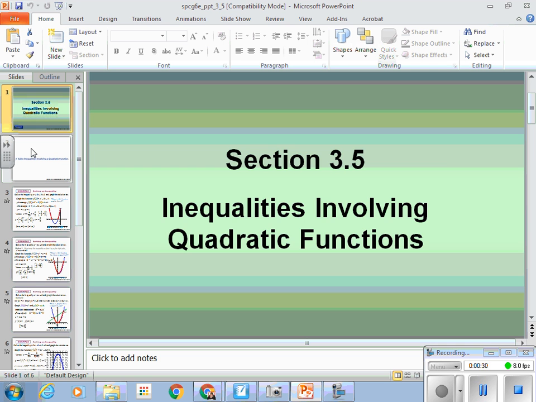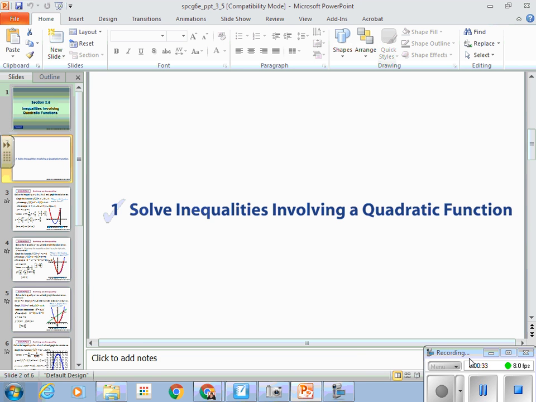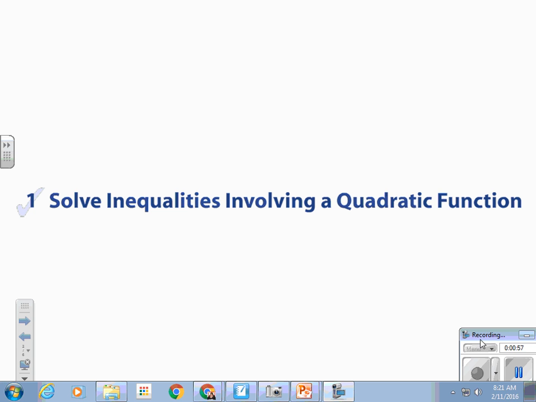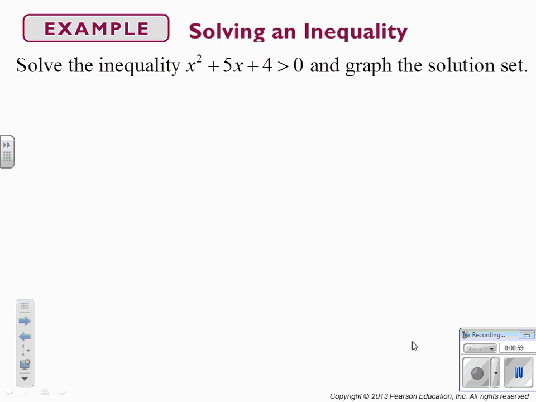Our learning objective for 3.5 is to solve inequalities involving a quadratic function. Yay! So we are replacing the equal sign in our quadratic with an unequal sign: less than, greater than, less than or equal to, or greater than or equal to. All right, so we're going to solve x squared plus 5x plus 4 greater than 0 and graph the solution set.